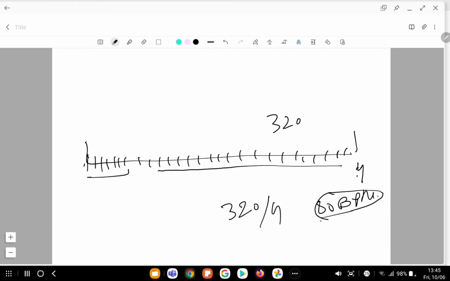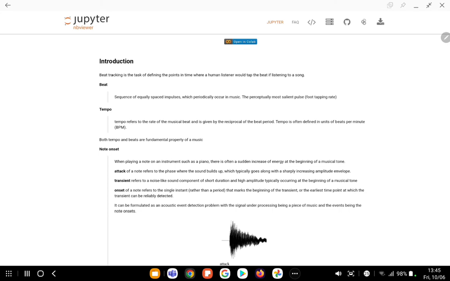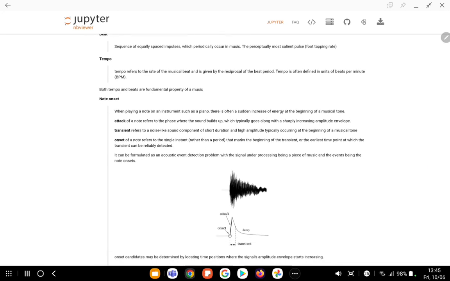So you have something called the global tempo, which is across the music signal, and the local tempo. Sometimes the local tempo can be higher here and lower here. Both of them are fundamental properties of music when you are listening to a song.